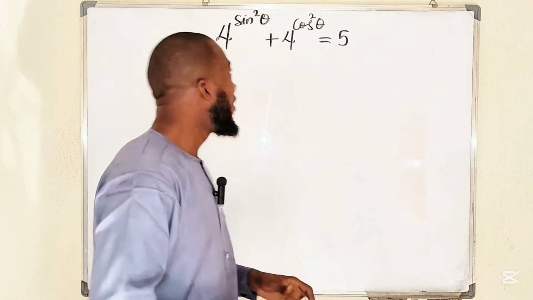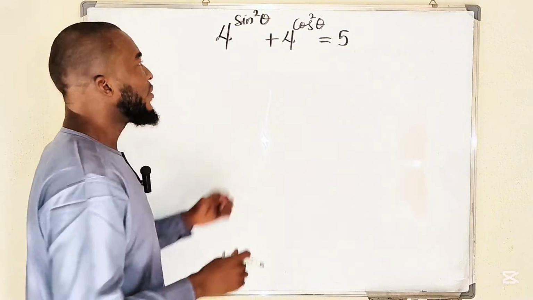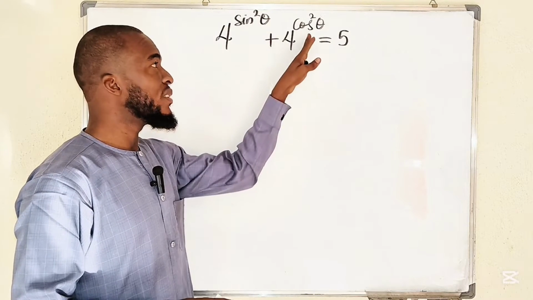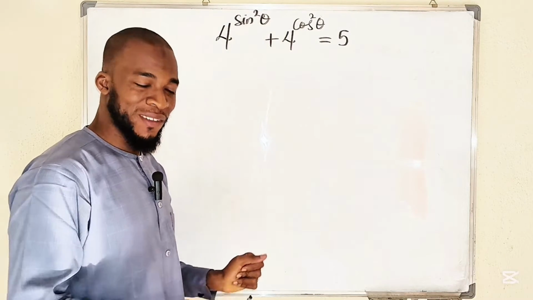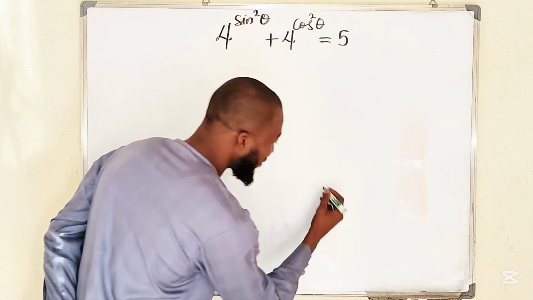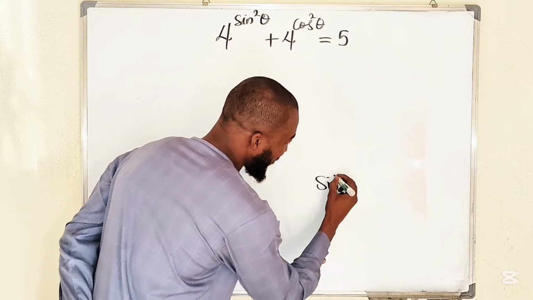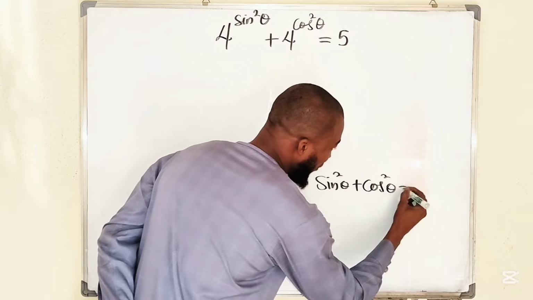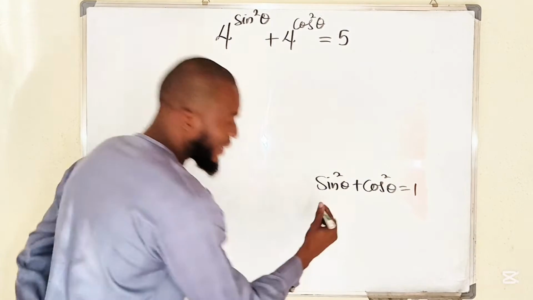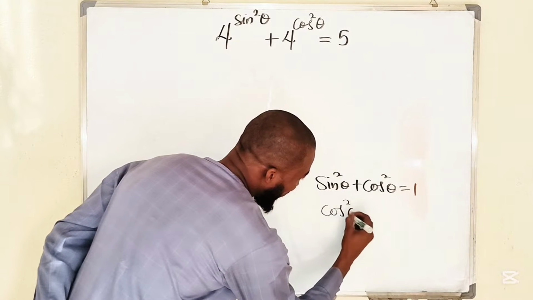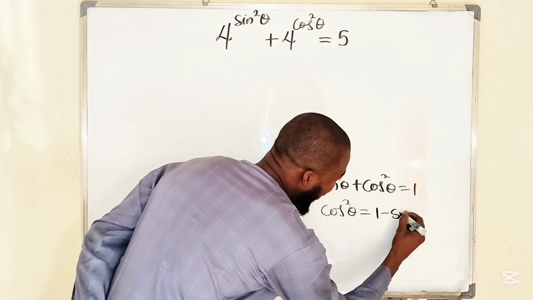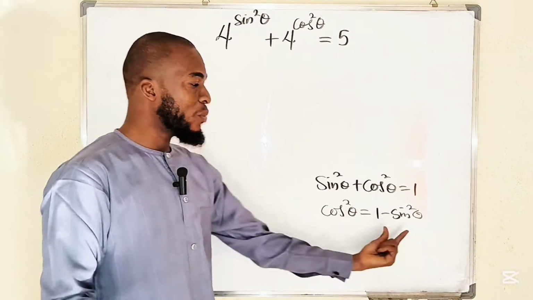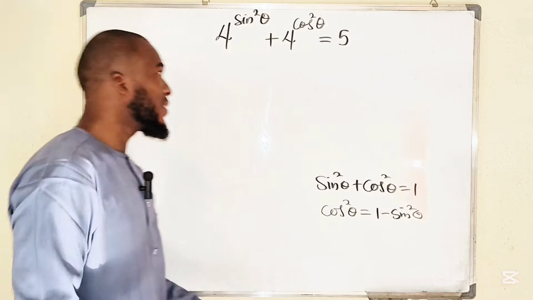Let's get started. I would like to either transform sine squared theta in terms of cosine squared theta or cosine squared theta in terms of sine squared theta. And how can we do that? Remember this identity, sine squared theta plus cosine squared theta equal to 1. So I can say that cosine squared theta is equal to 1 minus sine squared theta. So instead of cosine squared theta, we can now replace it with 1 minus sine squared theta.